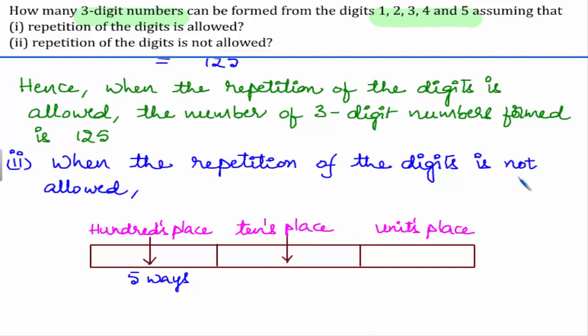Since the repetition of digits is not allowed, and moreover, any one of the given digits has already occupied hundreds place, now the tens place can be filled in any one of the remaining 4 digits in 4 ways. In a similar way, this units place can be filled in any one of the remaining 3 digits in 3 ways.